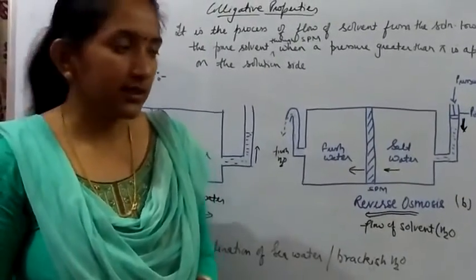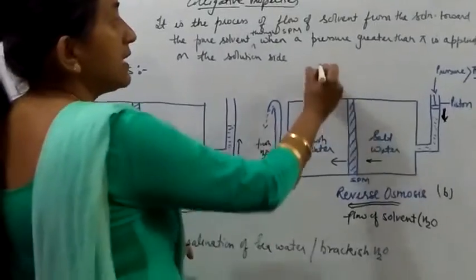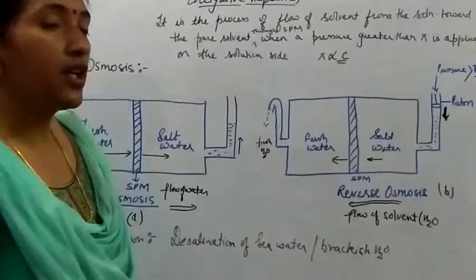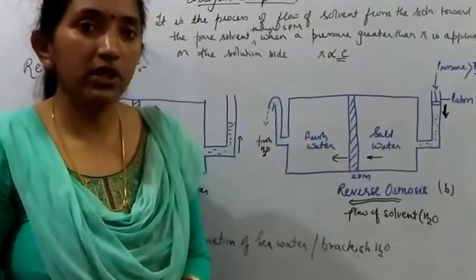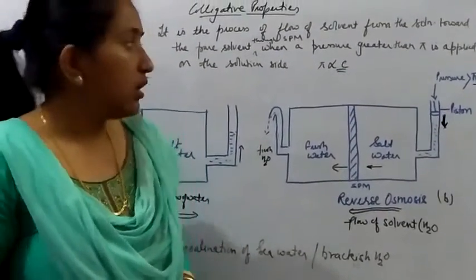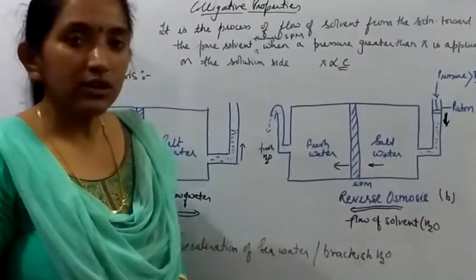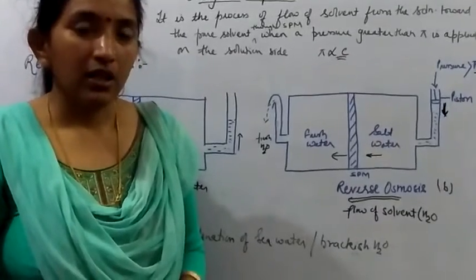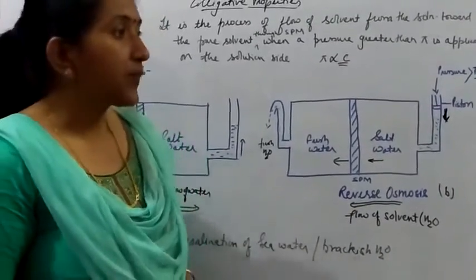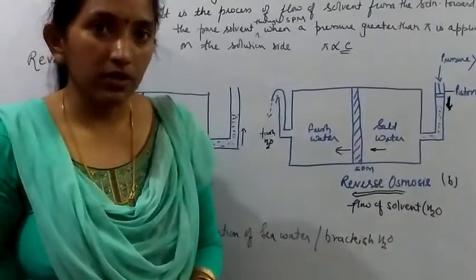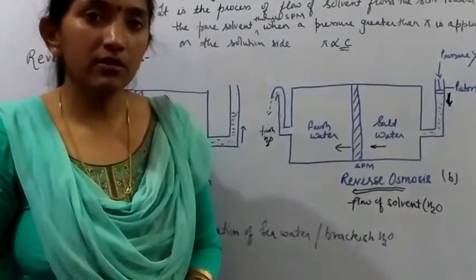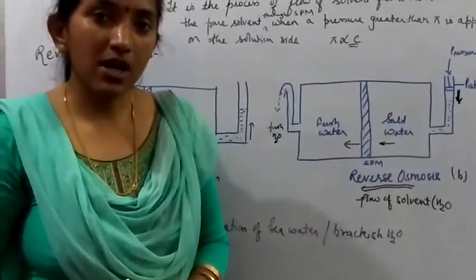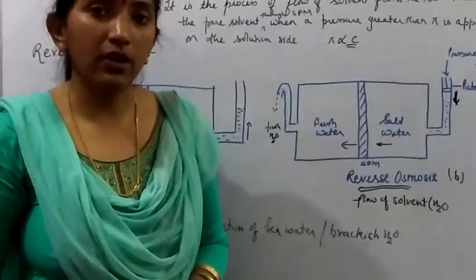Second, if you remember, pi is directly proportional to molar concentration, whereas the other colligative properties are mainly related to molality. So pi, which is related to molar concentration, and molarity is preferred over molality. The third reason is that it can be measured at room temperature. Due to these three reasons, we prefer the osmotic pressure to determine the molar mass of polymers or macromolecules.